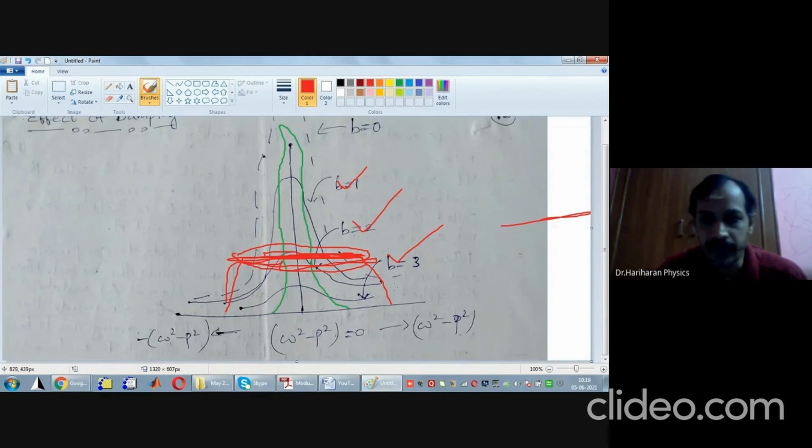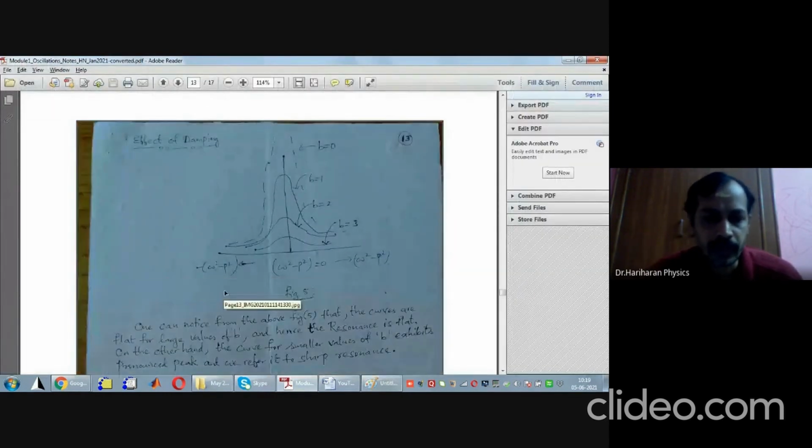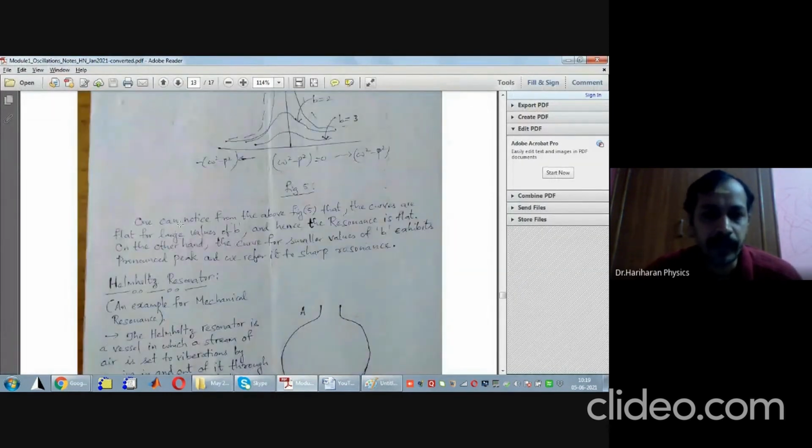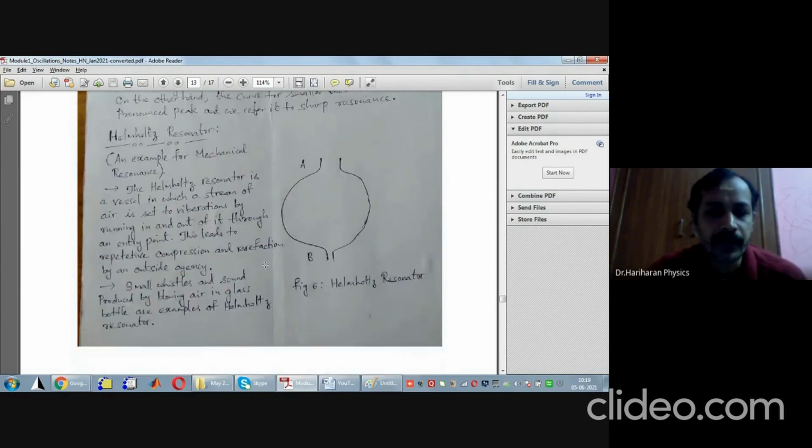So what is the effect of damping? One can notice from the above figure that the curves are flat for large values of B, and hence the resonance is flat. On the other hand, the curve for small values of damping force exhibits a pronounced, narrow peak.